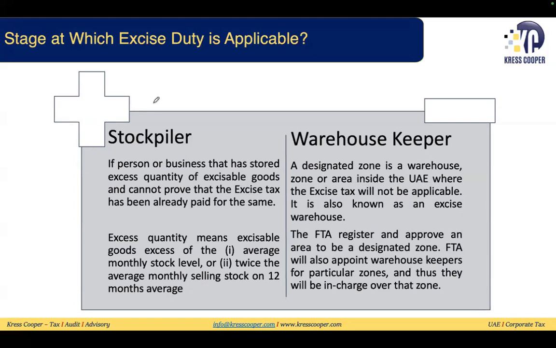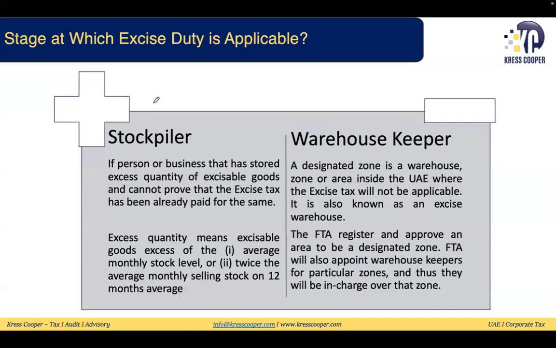Excess quantity means excisable goods in excess of the average monthly stock level. We need to consider the average stock level for the previous 12 months divided by 12. You will get a monthly stock level. If the goods are more than the monthly stock level, then you will be liable to pay excise on the excess quantity on which you have not already paid the excise. The second option is twice the average monthly selling stock. So on the selling stock that you are maintaining, take the 2 months average. Anything beyond that, you will be liable to pay excise duty. This is for the stockpiler.